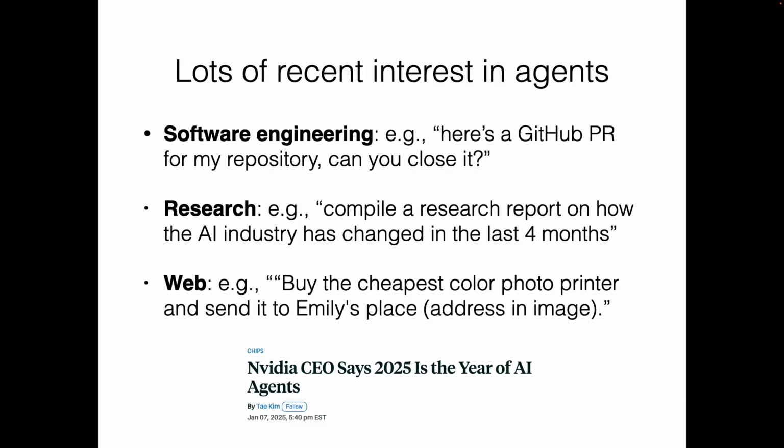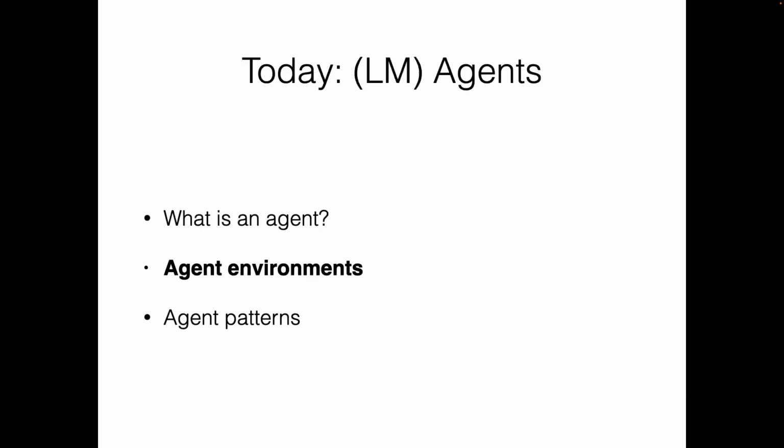And then these web agents. So instead of using the toy website like I showed you, what if you had an agent operating on the actual internet? Then maybe, if you really trust it, it can buy things for you and send mail and things like that. So the next two parts are going to go over environments and then some patterns.